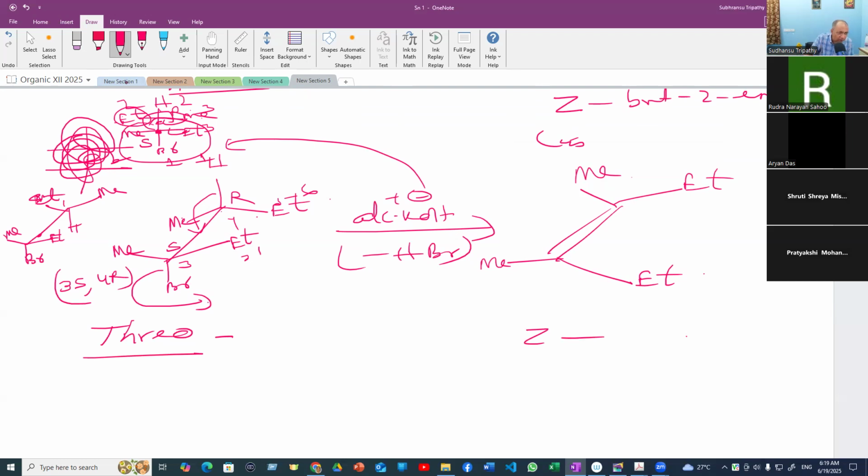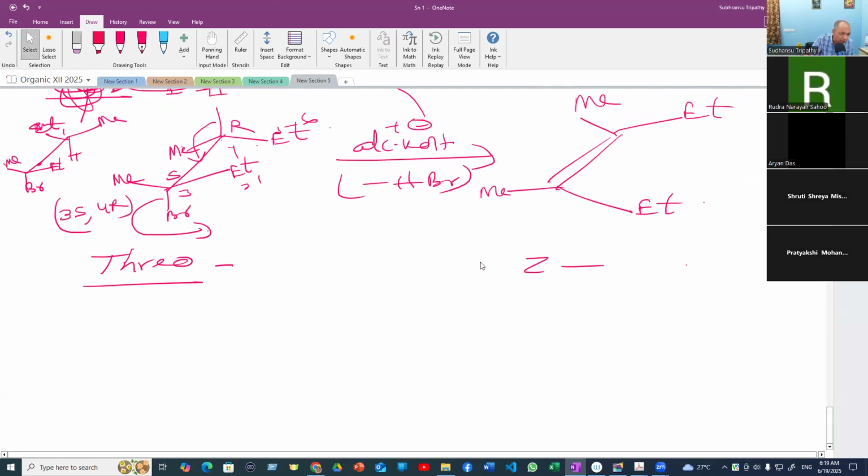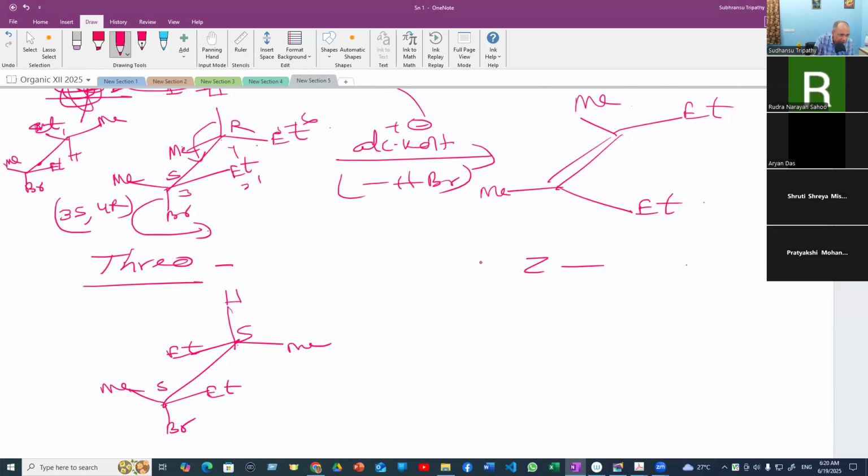The moment you change one configuration, it will be converted to its diastereomer. Supposing I change here between Et and Me, keeping everything else fixed, this configuration becomes R. This was already S. So this is a diastereomer. I am not showing the enantiomer, RS, SR, they are enantiomers. I have selected only three.